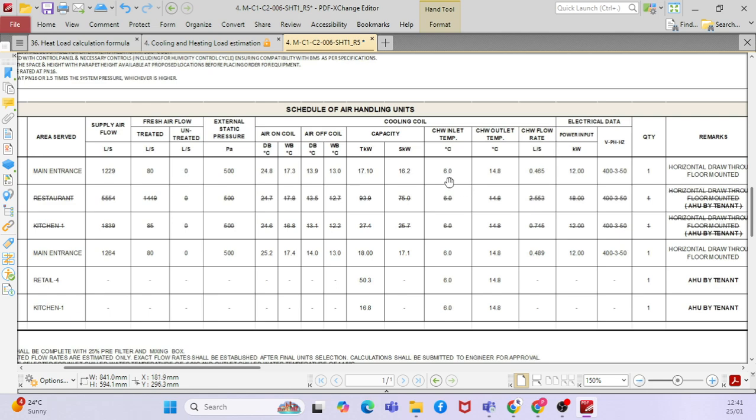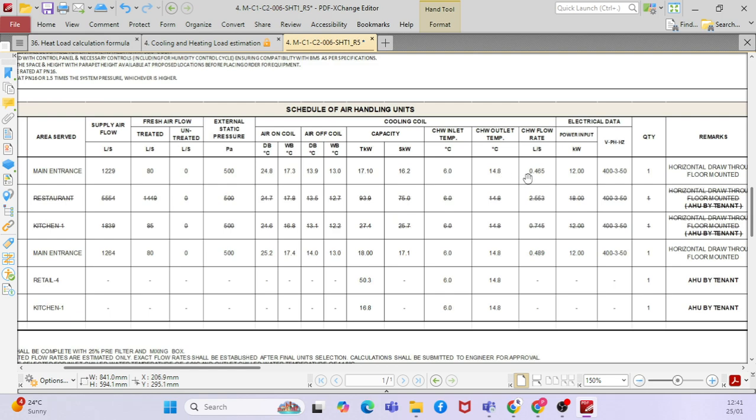The temperature will normally be, for example, 5 degrees or 7 degrees, which is the leaving temperature from the chiller, and the entering temperature will be around 12 degrees Celsius. But when you go to a district cooling plant, the cooling provider will provide 6 degrees or 14.8 degrees. So based on their temperature, you are going to design your equipment. Assume your district cooling provider is giving you this temperature: 6 degrees and 14.8 degrees, right?